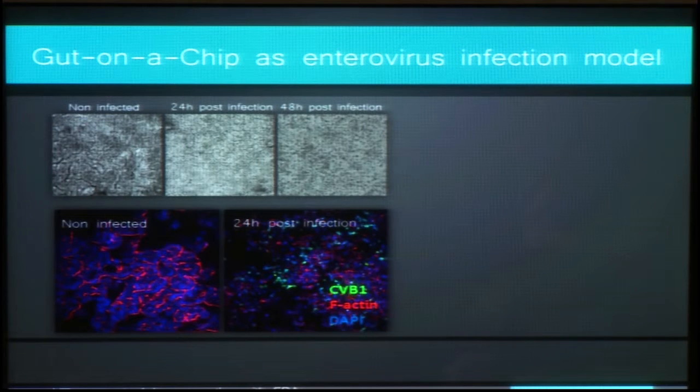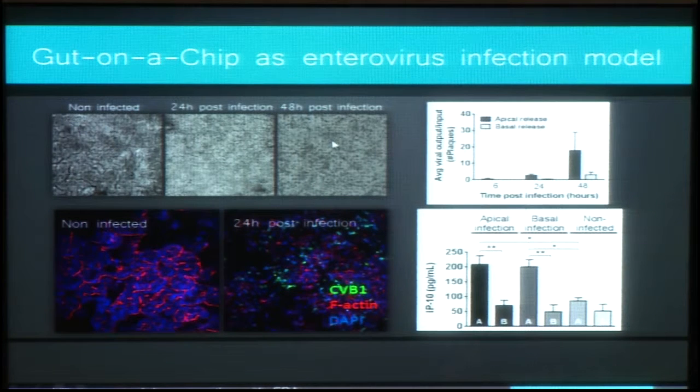We also have a collaboration with the FDA to test the gut on a chip as an enterovirus infection model. As a model virus, we use Coxsackie virus B1, which is an enterovirus, to see if we could infect the chip and create a cytopathic effect. And indeed, after 24 hours, you can see that the chips start to lose these villi-like structures, and after 48 hours, the whole epithelium is obliterated. You can see in this confocal picture that the virus is there and destroys the villi-like structure.